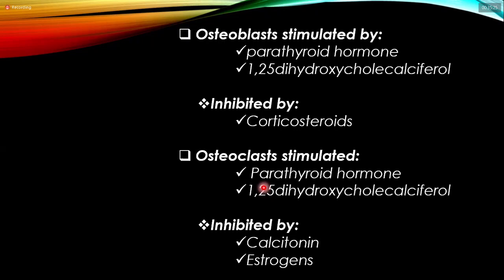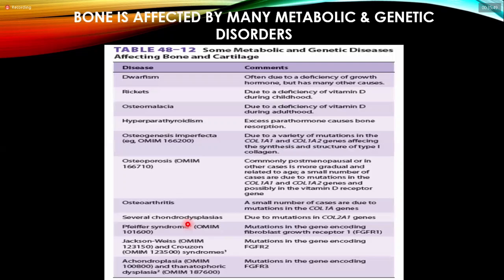At the same time, the inhibitors are different because they are responsible for blocking the function of these cells. The corticosteroids are responsible for the inhibition of the osteoblasts, while calcitonin as well as estrogens are responsible for the inhibition of the osteoclasts. So it's very important to remember these issues when we talk about regulation of the osteoblasts and osteoclasts.